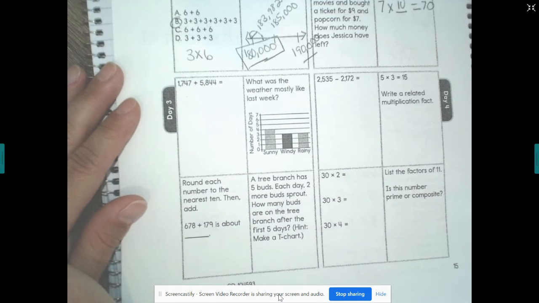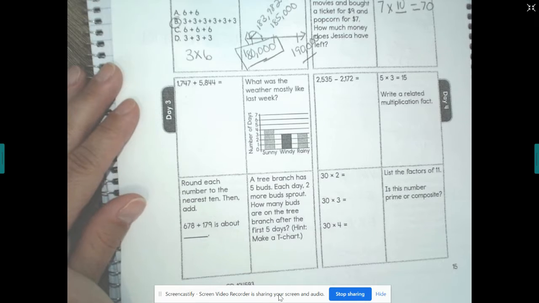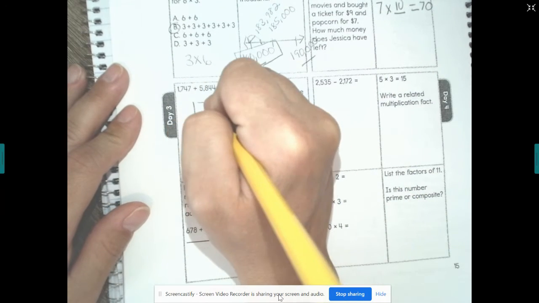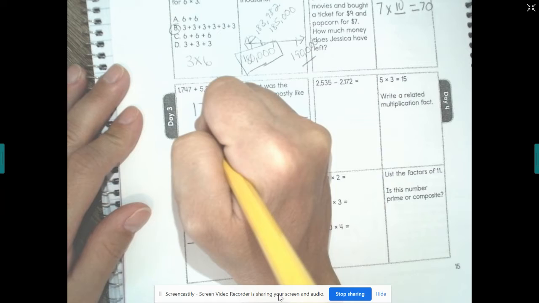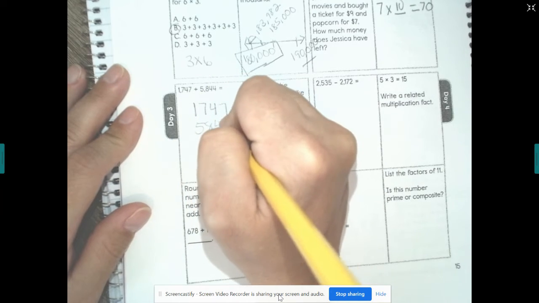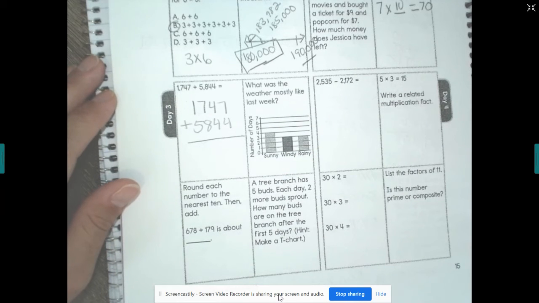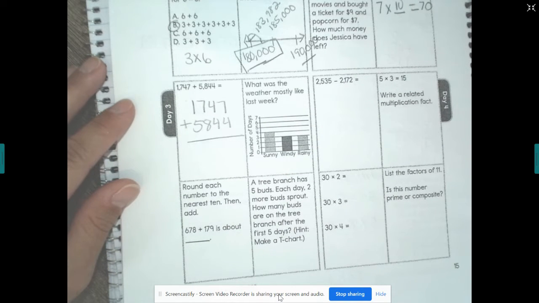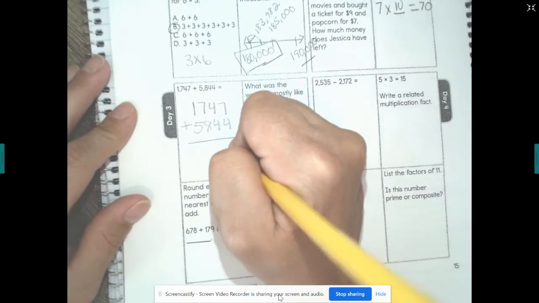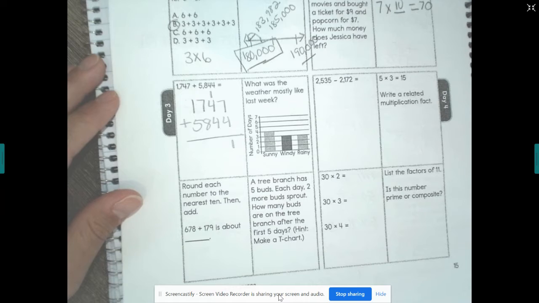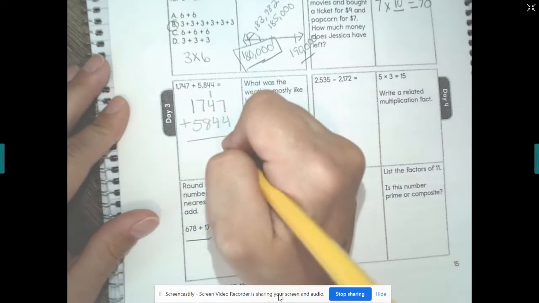So the first problem we have is a simple addition problem. You need to rewrite it so that the numbers are stacked on top of each other. Remember, with addition, it doesn't matter what number goes on top. Okay, now I'm ready to add. 7 plus 4 is 11. Carry your 1. 4 plus 4 is 8 plus 1 is 9.